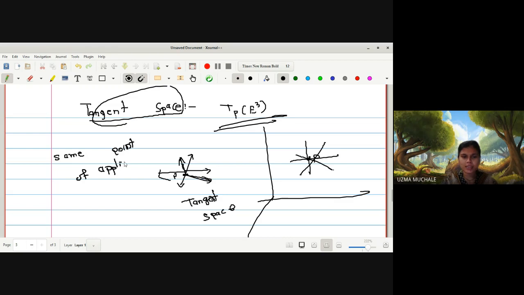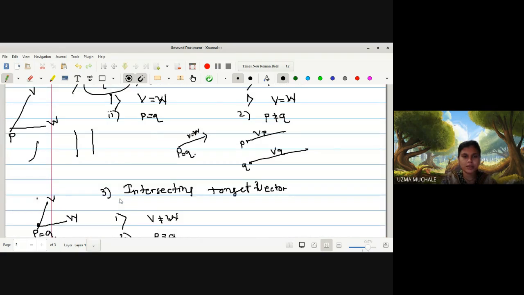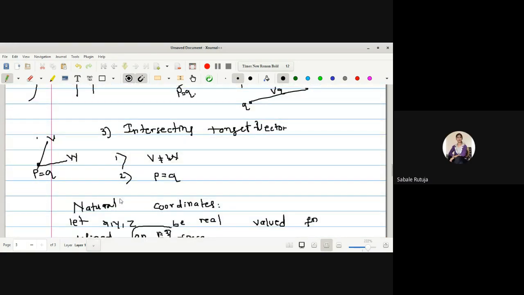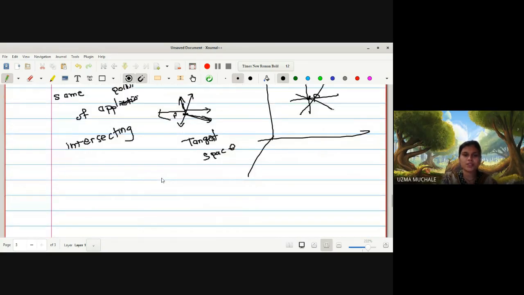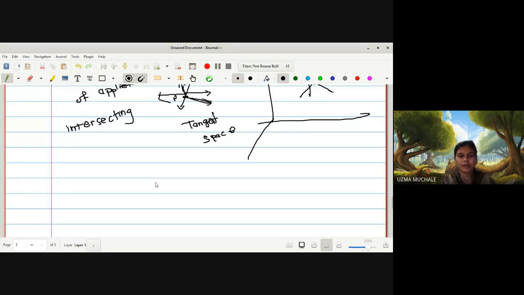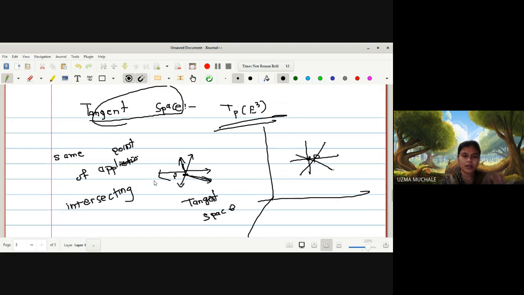or we can classify this in the third category. What is the third category? We have seen the intersecting vector. What is there in the intersecting vector which we have seen here? The vector parts are not equal, and the point of application is the same. Yes, the points of application are the same, which means that here the point of application P is fixed, but the vector parts are different. All the tangent vectors which are emerging from P are called a tangent space. If we take the collection of all of them, we call it a tangent space.